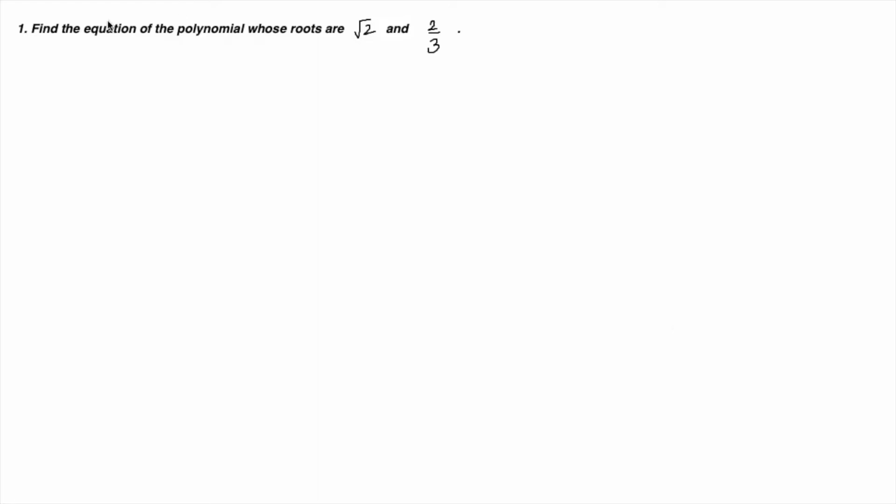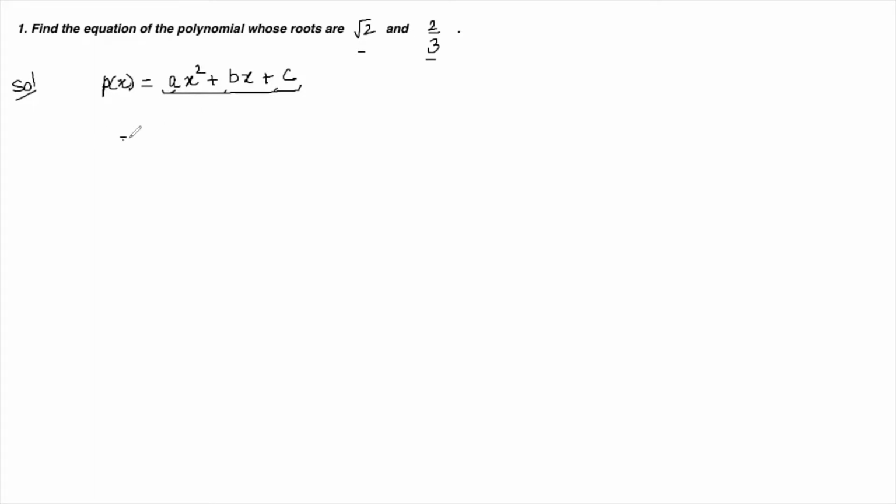So the first question says, find the equation of the polynomial whose roots are root 2 and 2 by 3. Now note in this question, the equation of the polynomial is not given to us. Instead, the roots of the polynomial are given to us and we need to find the equation of the polynomial. So now let's suppose I have a polynomial p(x). So what is the general equation of a polynomial? It is ax squared plus bx plus c. We need to find such equation. Basically, we need to find the value of a, b and c, right?